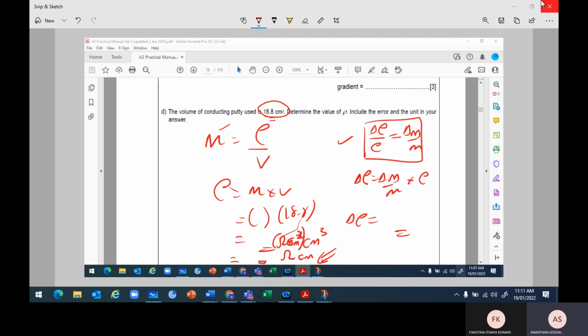Class, please complete part D. Complete the report now. Get all your answers. After your graph, all your answers go to 3 significant figures. The uncertainty follows the decimal place of your value. I give you 5 minutes to complete.